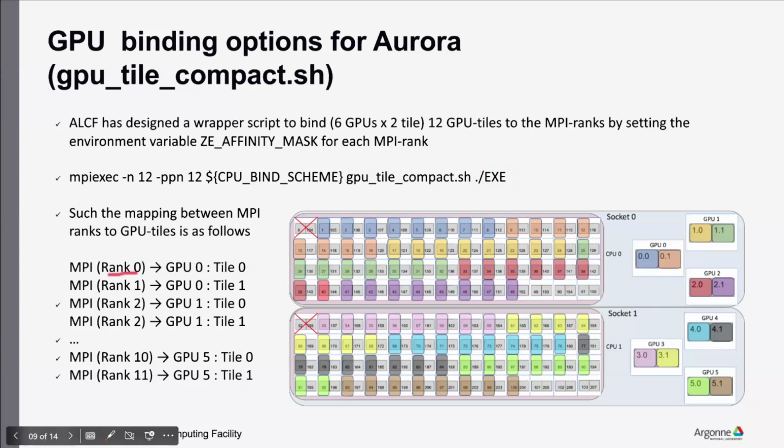So what that will do is map rank 0 to GPU 0 tile 0, rank 1 to GPU 0 tile 1, and so on and so forth, all the way up through to rank 11. And if you have more than 12 ranks, then it round robins. So rank 12 on the same node would be GPU 0 tile 0.